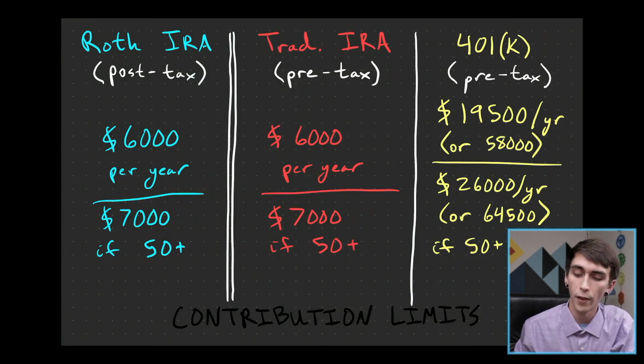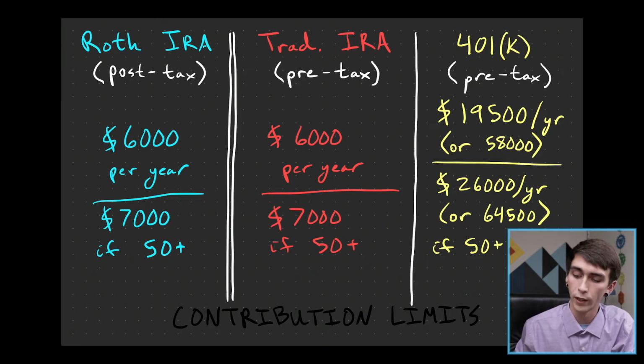So with both a Roth IRA and a traditional IRA, they both have a contribution limit of $6,000 per year. So that's about $500 a month. That's the most amount of money that you can put into these each year. But if you're over the age of 50, then you can contribute $7,000 a year.